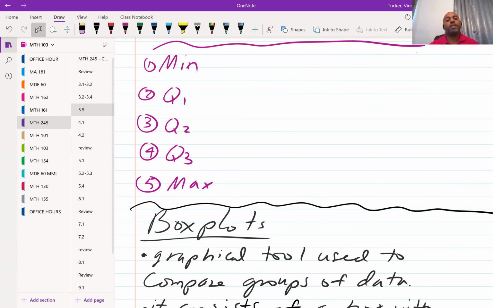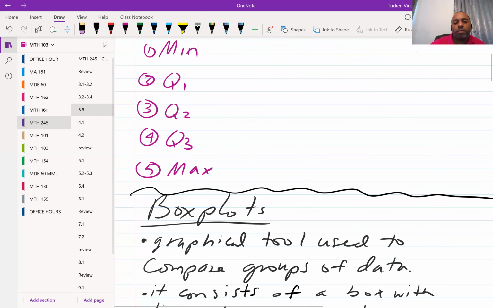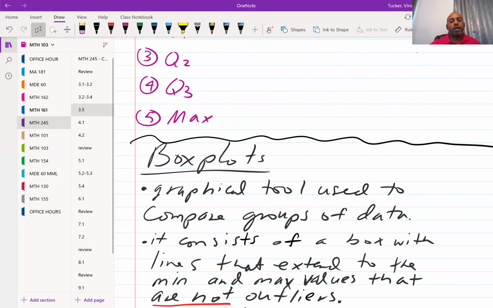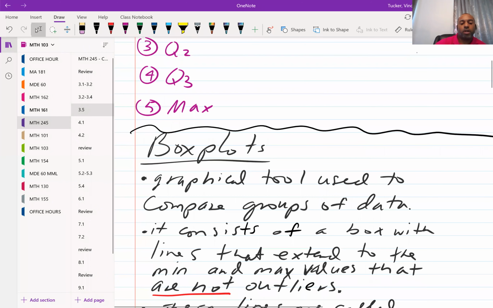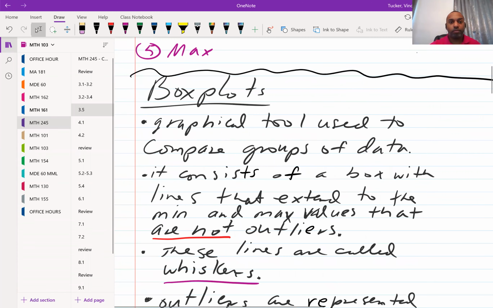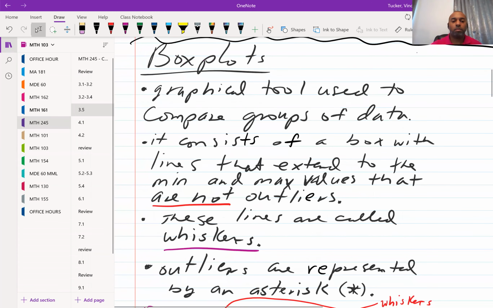And box plots is the next thing. It actually uses these values as a graphical tool used to compare groups of data. It consists of a box with lines that extend to the minimum and maximum values that are not outliers. I'll show you what that means in a second. Everybody jump to purple. These lines are called whiskers, and any outliers that we have are represented by an asterisk.